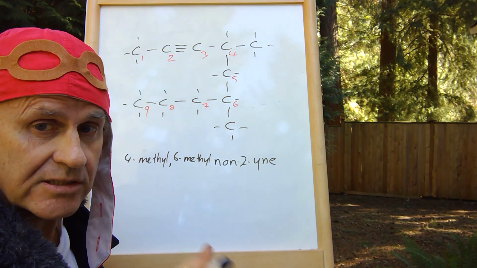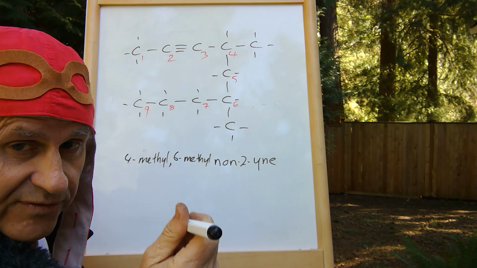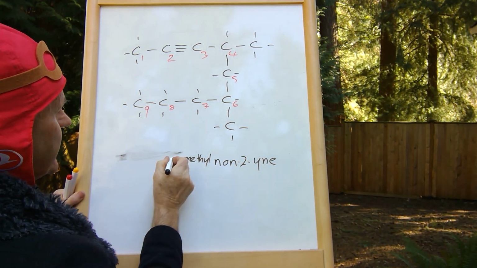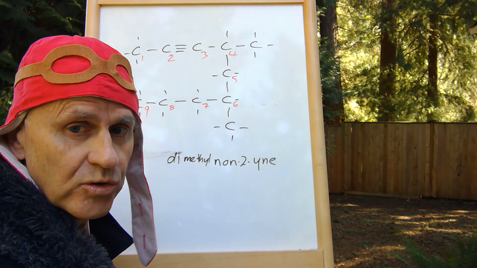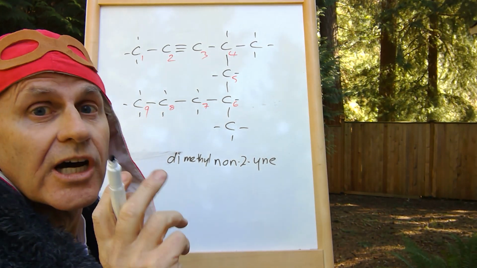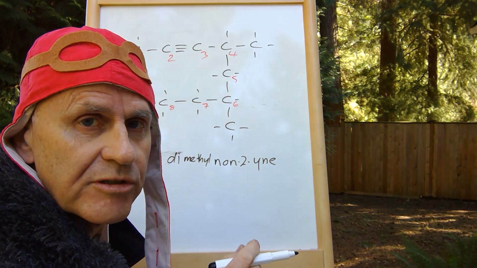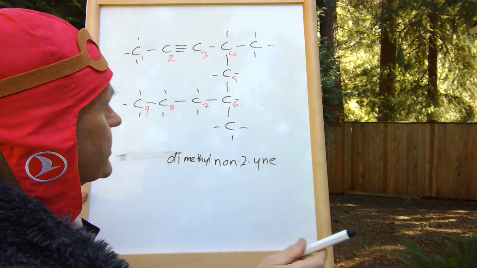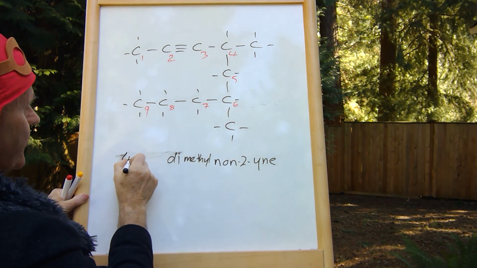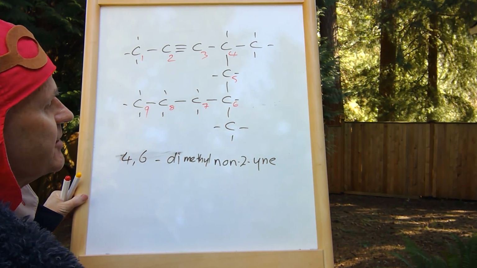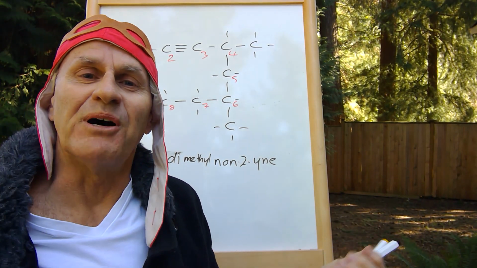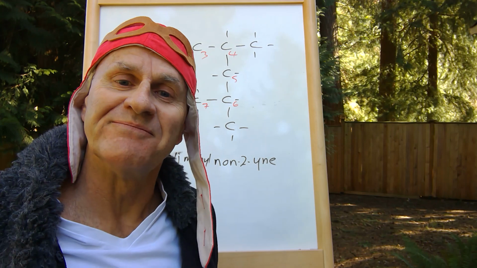But we don't just call it this. We simplify it by calling it dimethyl. But we have to say again which carbon atoms those methyl groups are attached to. So let's have a look. 4 and 6. So it's 4,6-dimethylnon-2-yne. Bob's your uncle. Simple as that.